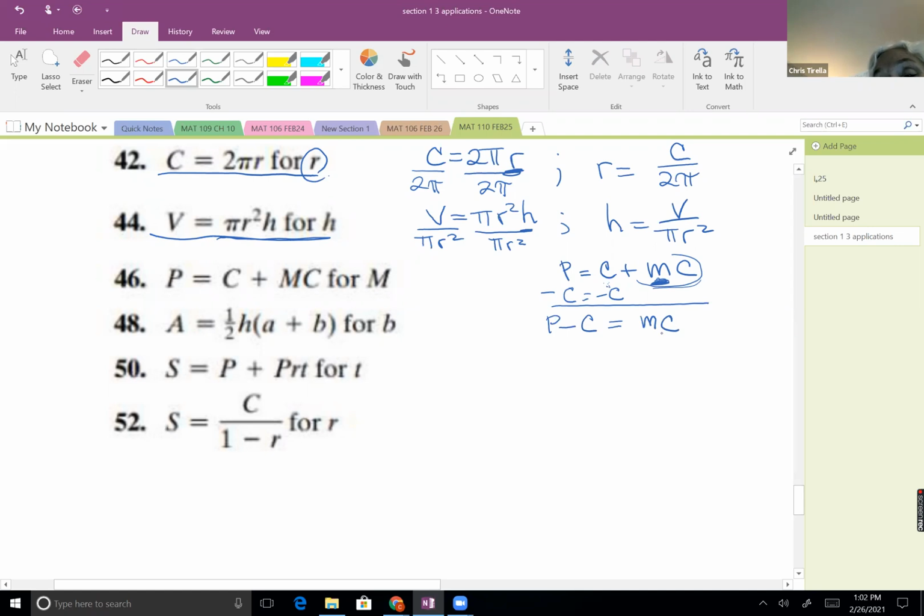Now it's like the previous ones. If I'm trying to get m alone, the m is multiplied by the c, so I'm going to divide both sides by c. And so I can write that m is equal to p minus c over c. Or if you want to simplify that more, p over c minus c over c is 1. Either one of those should be acceptable.